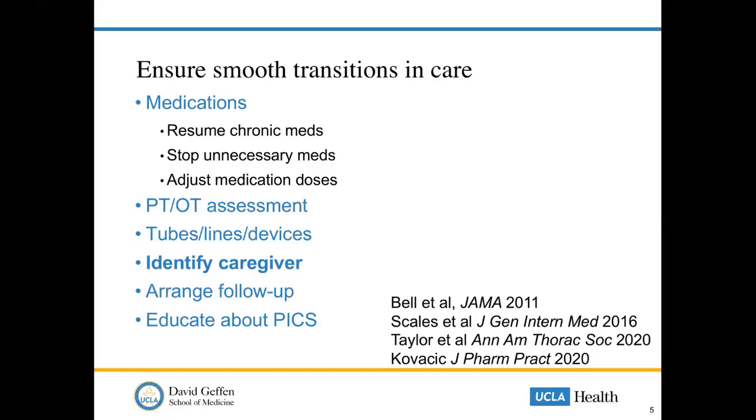Identifying a caregiver, another simple thing that's been very important for us. This person's often going to be your lifeline to this patient. People leaving the ICU aren't necessarily going to be in the condition to remember all of the things that you tell them, even if it's written down. So we really try to identify a caregiver and point person for after discharge at the time of discharge. It's also important to arrange follow-up before they go home or to rehab, wherever they're going.